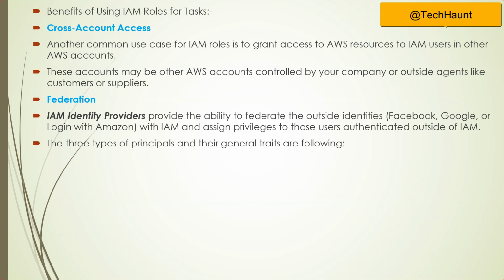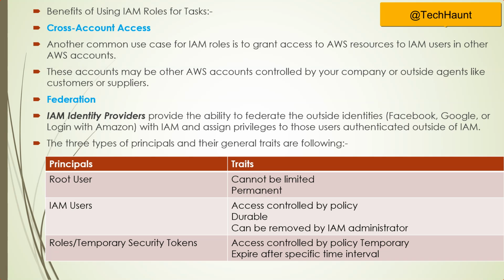So there are three types of principals, and their general traits are as follows. If you take a look here, we have the three principals I just covered a little bit earlier: root user, IAM users, and roles. The root user cannot be limited and is permanent. IAM users have access controlled by policy, are durable, and can be removed by IAM administrators anytime. The root user has full access, and it's always the email ID which was used to create your AWS account the first time.